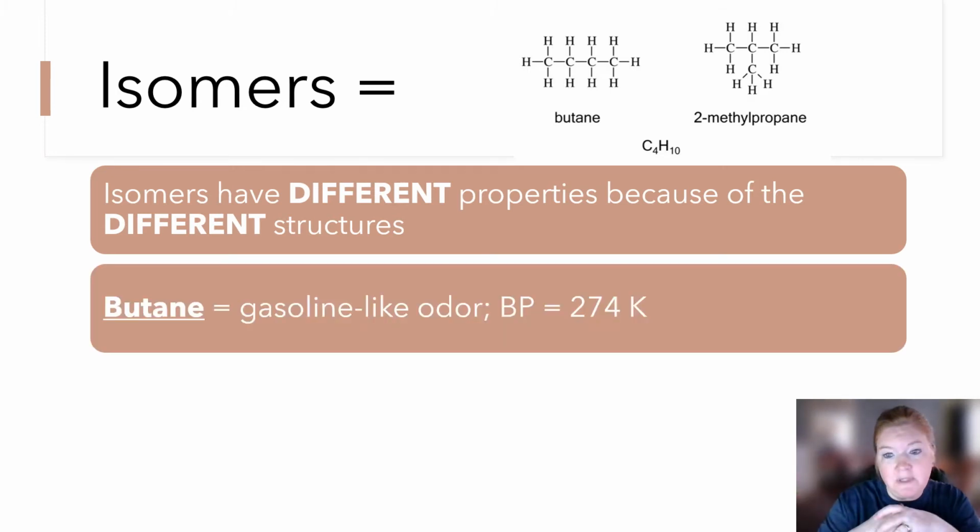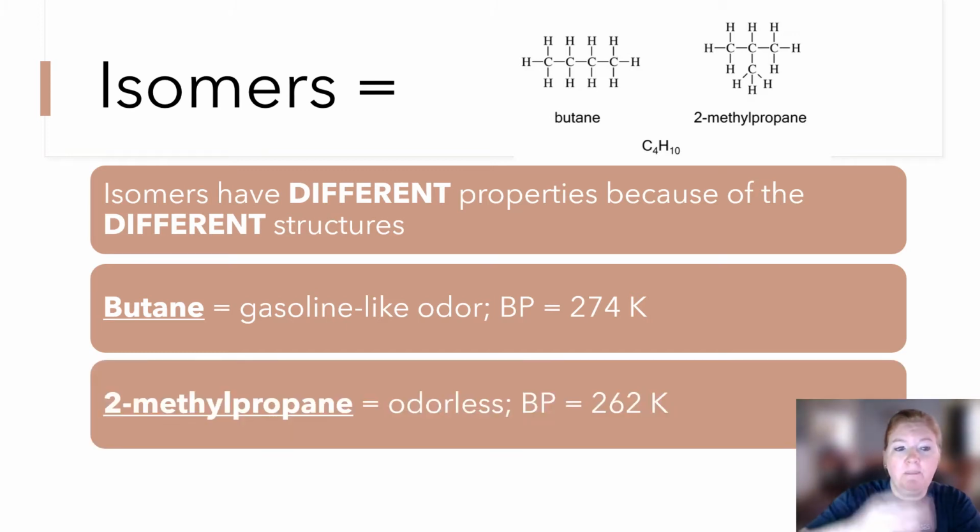Butane, for example, you can see right here, has a gasoline-like odor. It's what's used in lighters, and its boiling point is 274 Kelvin. But 2-methylpropane, which you can see pictured here, is odorless, and its boiling point is 262 Kelvin. Different structures, different properties.